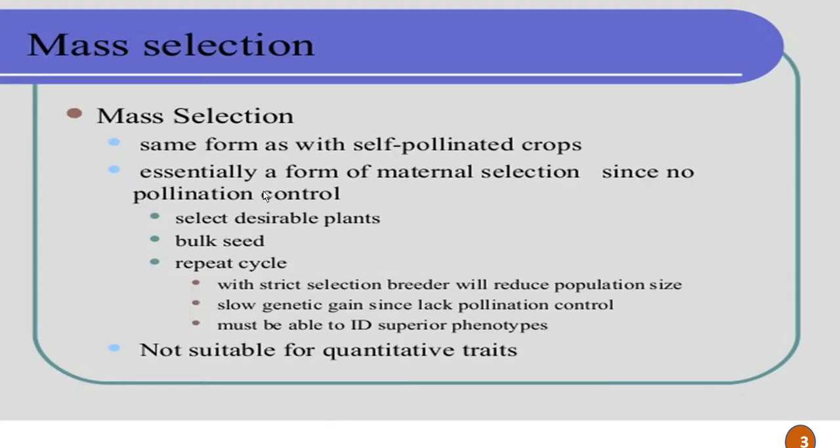So let us see first mass selection. The mass selection is the same as with the self-pollinated crops. It is essentially maternal selection, since no pollination control is there, and we select desirable parents, then bulk the seed and repeat the cycle. This is the simple procedure of mass selection. And with strict selection, the breeder will reduce the population size and slow genetic gain, since there is a lack of pollination control, and must be able to identify superior phenotypes. So it is not suitable for quantitative traits.